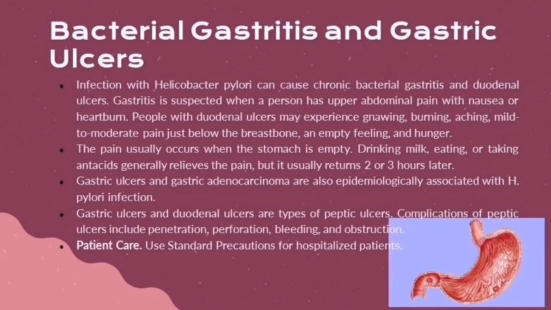Gastric ulcers and gastric adenocarcinoma are also epidemiologically associated with H. pylori infection. Gastric ulcers and duodenal ulcers are types of peptic ulcers. Complications of peptic ulcers include penetration, perforation, bleeding, and obstruction. Patient care: use standard precautions for hospitalized patients.